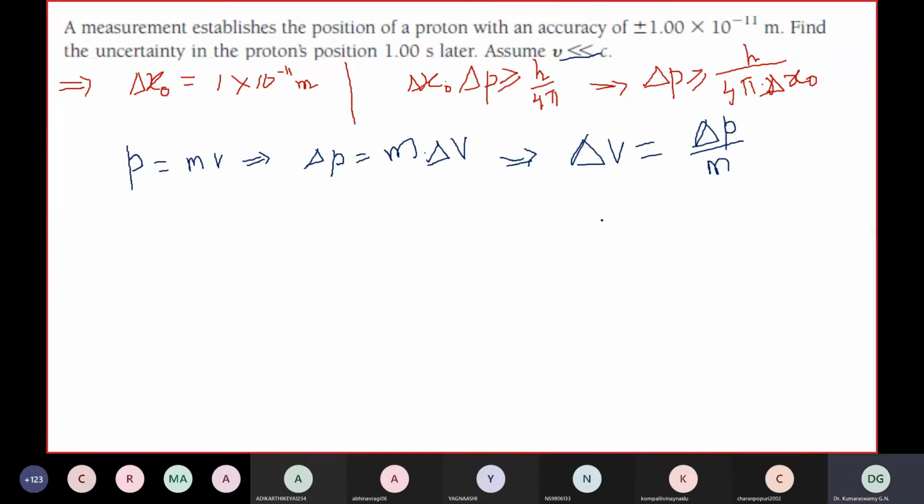What is delta p? Do we have it anywhere? Yes, we have it before, delta p from here. It is h by 4 pi m times delta x naught. This is delta v.